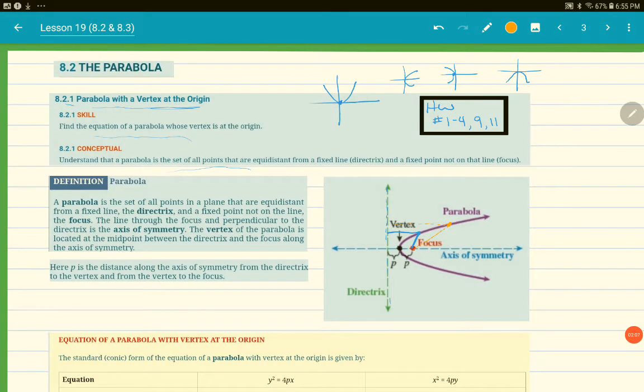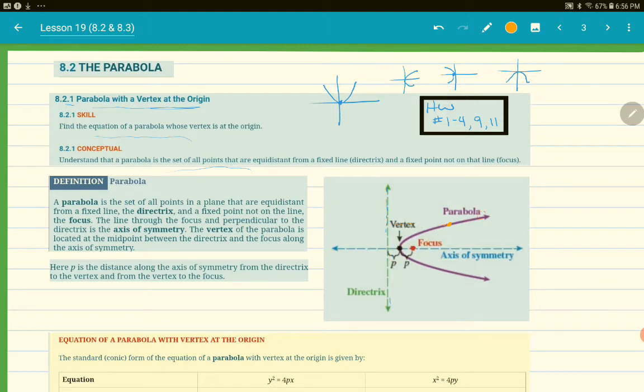So more officially, our definition: a parabola is the set of all the points in a plane that are equidistant from a fixed line, that's the directrix, and a fixed point, that's the focus. The line through the focus and perpendicular to the directrix, that is this line right here, is my axis of symmetry. The vertex is at the tip, could be a max or a min, and it's halfway between the focus and the directrix.